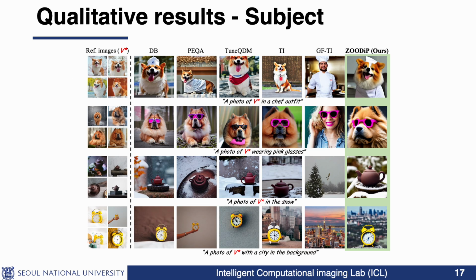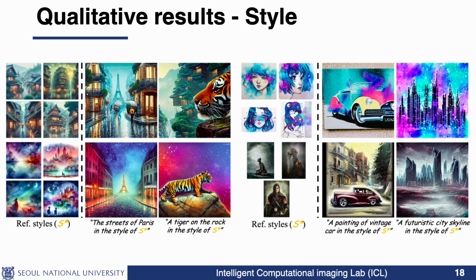The qualitative results show that ZOODiP is able to faithfully reproduce the reference subject while also accurately following the given input prompt in the generated images. We also observed that ZOODiP can successfully perform style-based personalization, not just subject-specific generation.